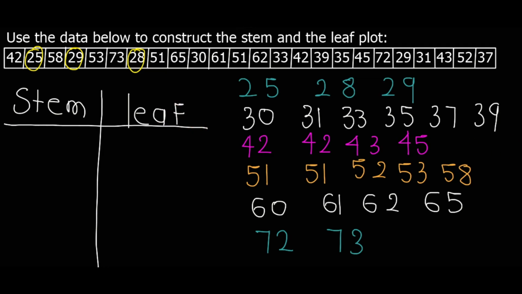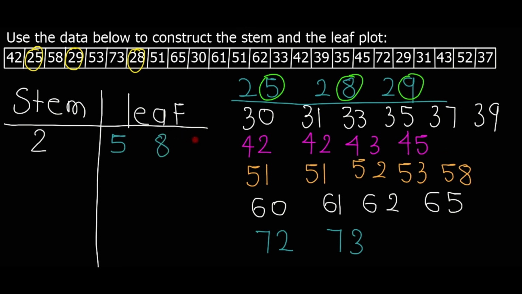So I write the smallest one, and then from here I write these two as my stem. Remember the leaf is always the last digit, and then I write 5. Remember, I'm on the 20-somethings, and because I wrote 5, and then now I write 8, and then I write 9. So this information tells us that this is 25, 28, and 29.